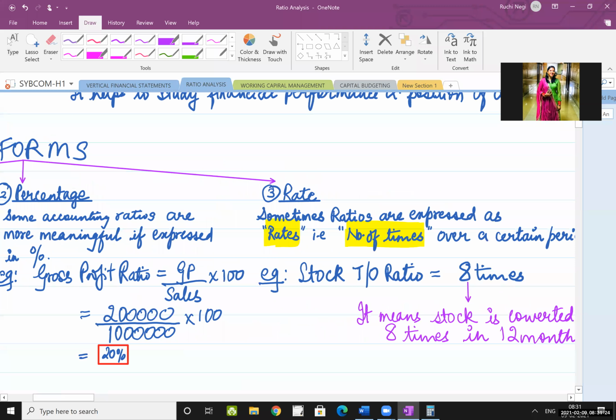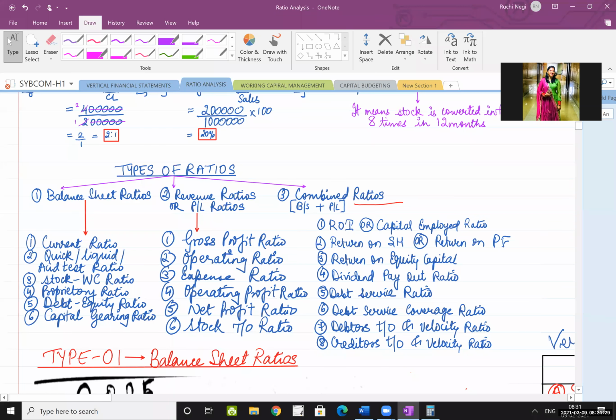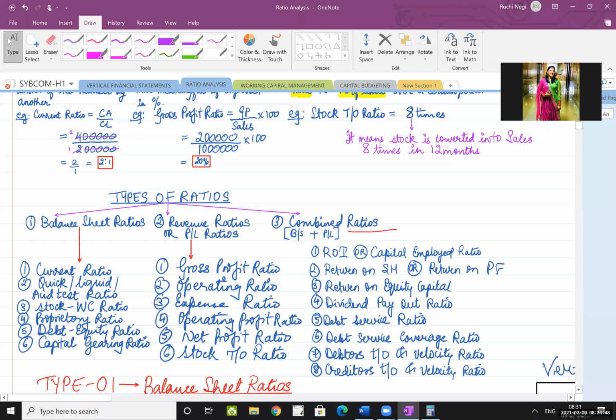Then let us come to the types of ratios that you will be studying. Please make a note of this. All these ratios are a part of your syllabus. Types of ratios: we'll first deal with balance sheet ratios. Then we will study revenue ratios, also known as P&L ratios, and then we will study combined ratios, that is a mix of balance sheet and P&L. Am I clear till here? Just acknowledge it in the chat box. Is it understandable?